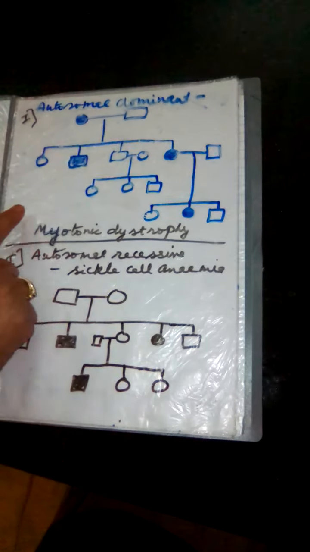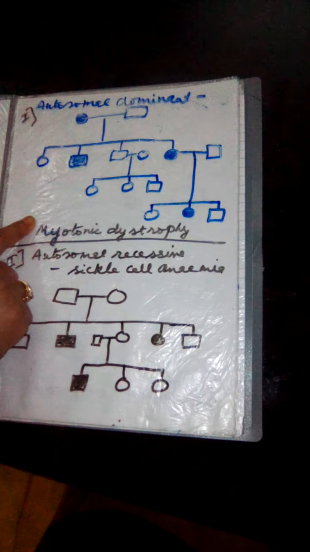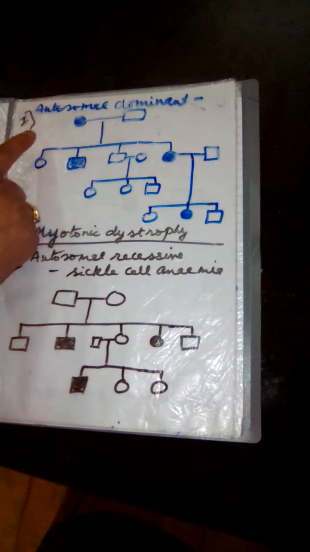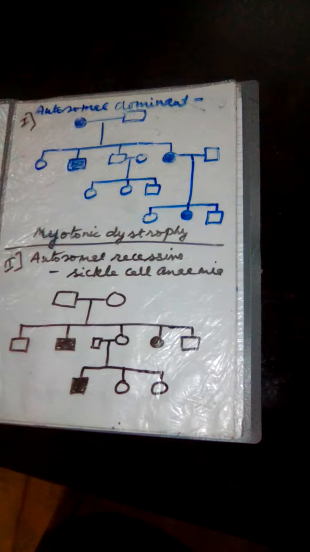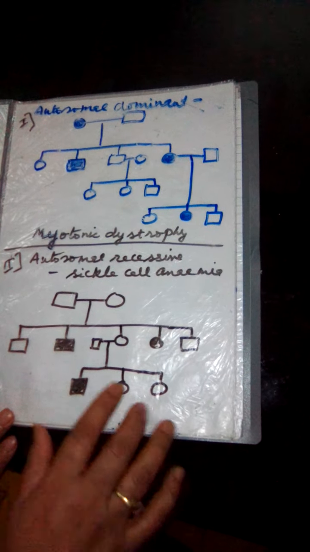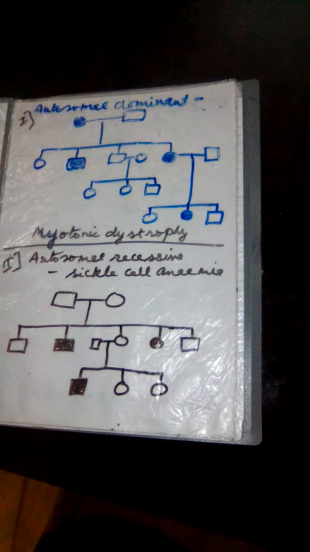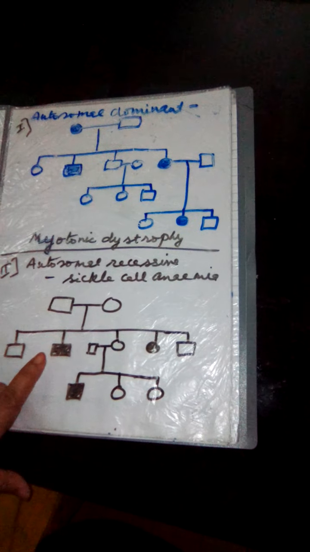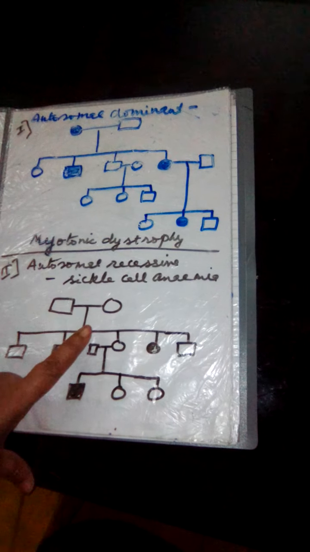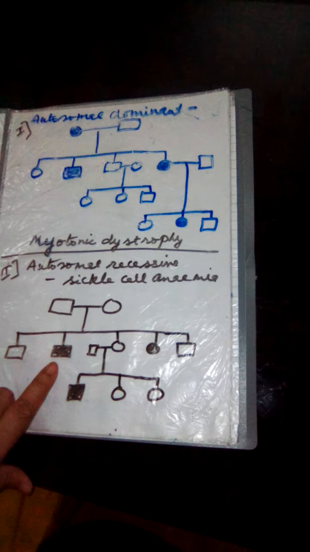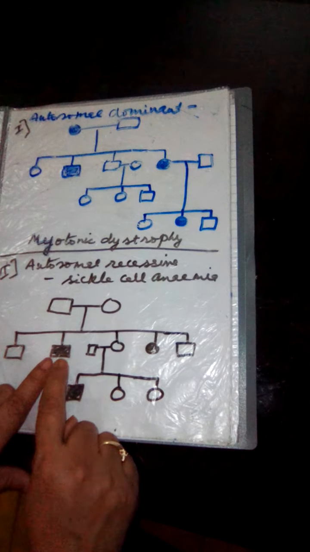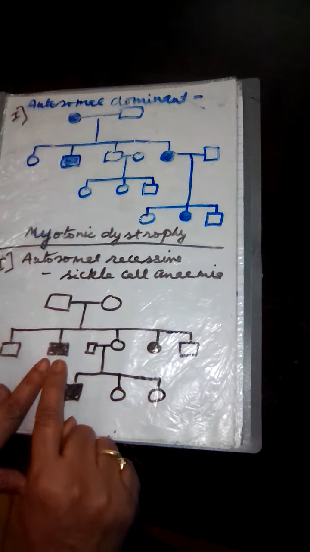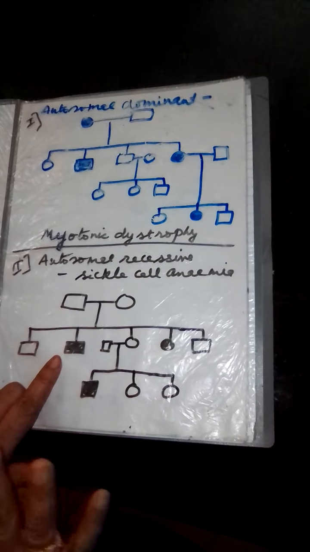So with the help of this pedigree analysis, we can find that this disease, myotonic dystrophy, is autosomal dominant. Now here is a pedigree of autosomal recessive sickle cell anemia. We have already studied sickle cell anemia, that when both parents are carriers, the child is affected. You can see that it skips: parents do not have the disease but children are showing it. It means it is recessive, it is not dominant.